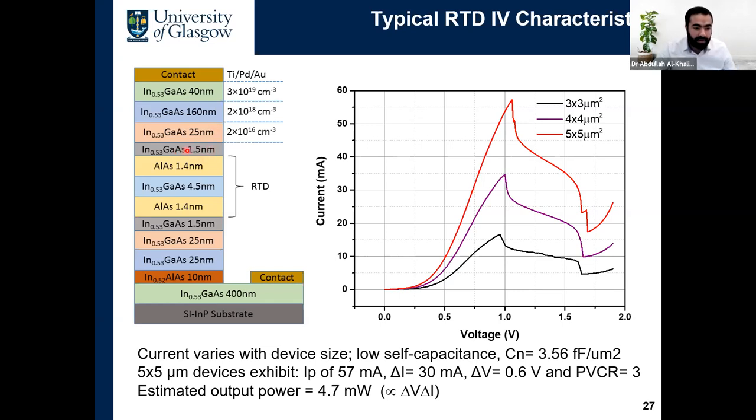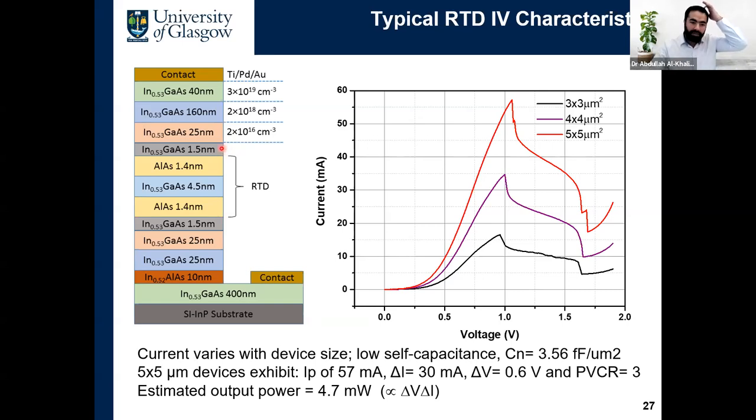For example, this InGaAs, 1.5 nanometer, is undoped. The reason for that is we don't want any doping near the barrier because it is very thin. Again, some people are very ambitious and choose 20 nanometer or 10. But then this will go to microamps because this undoped layer will severely affect the current density.